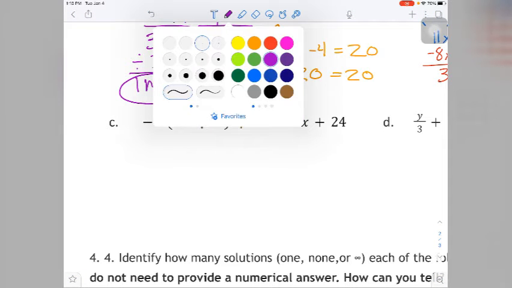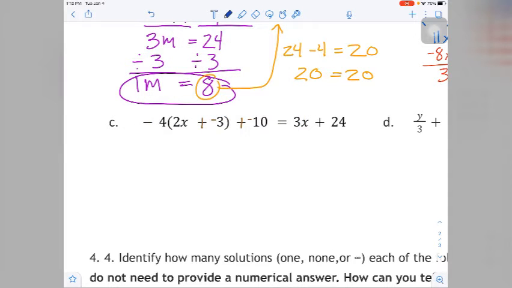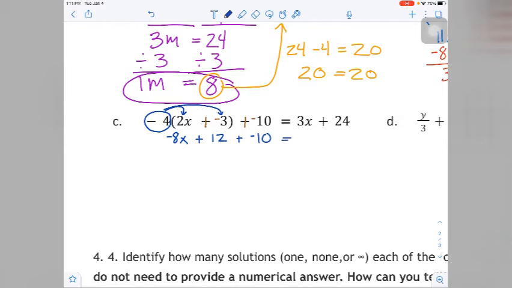My next step would be to do the distributive property. So I see that there is a -4 right outside the parentheses. I am going to multiply it by everything inside of the parentheses. And that would give me -4 times 2x is -8x. And then plus -4 times -3 is +12. A very common mistake was students would say that was -12, but it is not. It is +12. And then this would become plus -10.